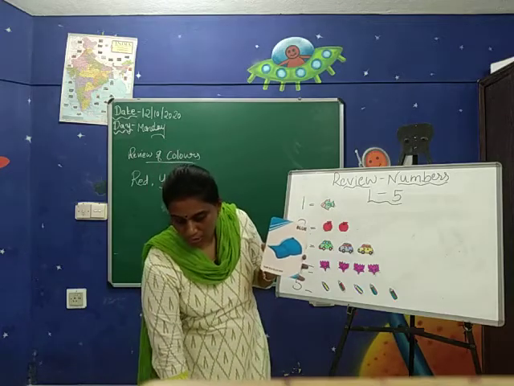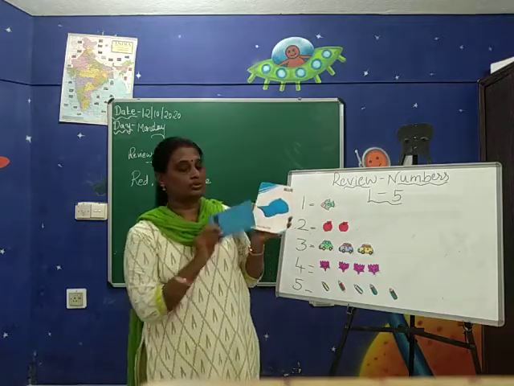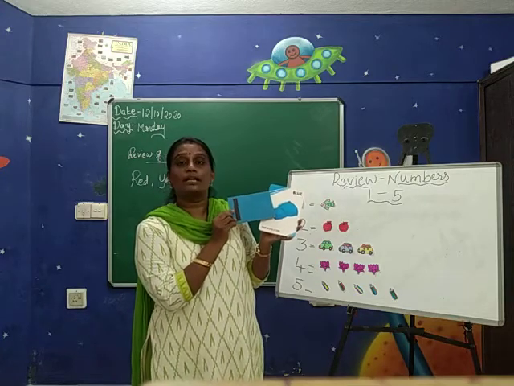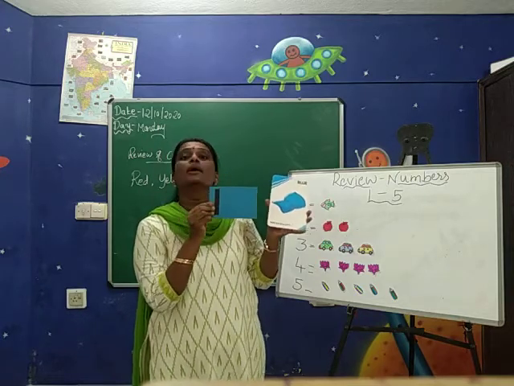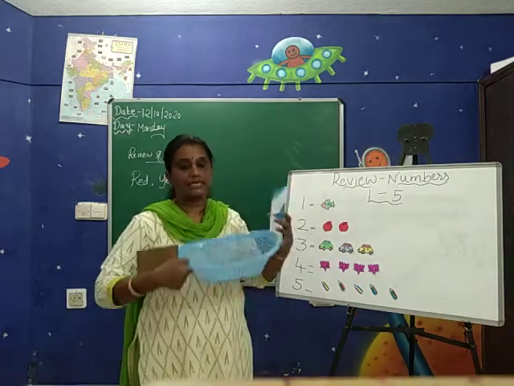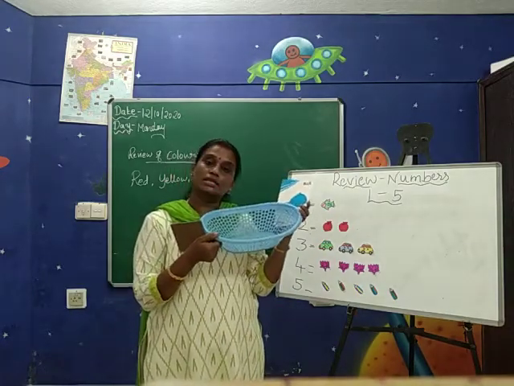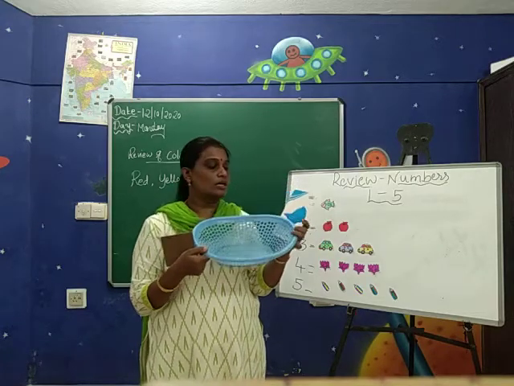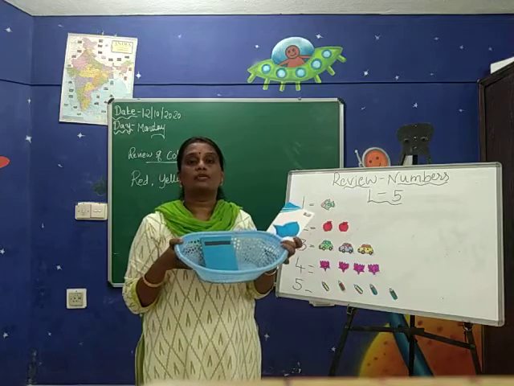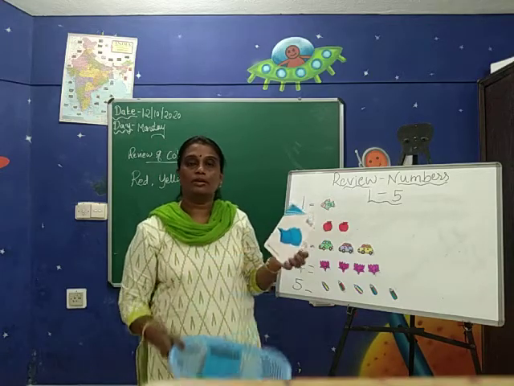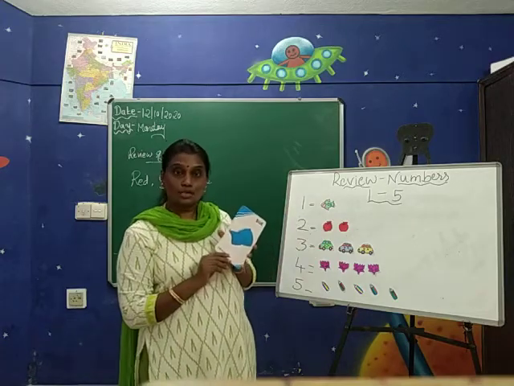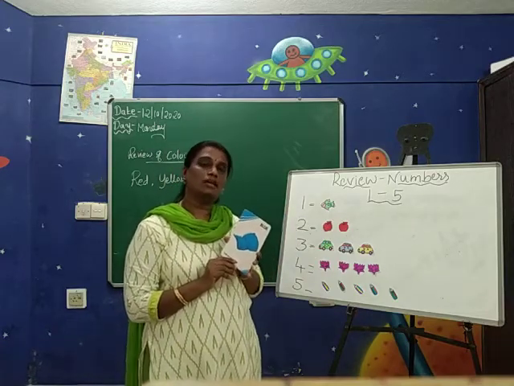Now I will show you a few objects which are blue. See, this is the number plate. It is also in blue color. Very good. And I have one basket here. What is this color? It is blue color. So these are the objects of blue color I have shown you. I think you will be able to understand the blue color. I think you have blue jeans. Yes, you will wear them. That is also a blue color.